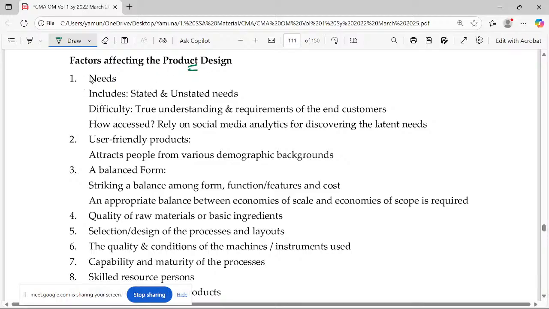Yes, we need to know the needs. What are the customers expecting? What do they want to have? So, needs. Second, user-friendly products, depending on the demographic backgrounds. We have to check for the user-friendly products. Balanced form, which means from which form, for which functions, for which features, is this cost appropriate or not. So you need to get the appropriate balance.